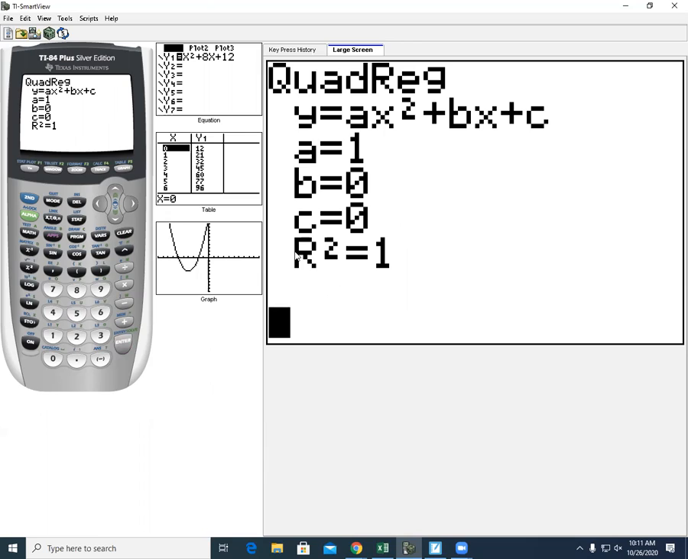It might ask you a whole bunch of different questions. Like it might say calculate. It might ask you what L1 and L2 are. Just make sure that your X value is the L1 column, and your Y value is the L2 column. Okay. And then it tells me exactly what my equation is, right? So my equation would just be Y equals 1 gets plugged in for A, so Y equals X squared. Okay.